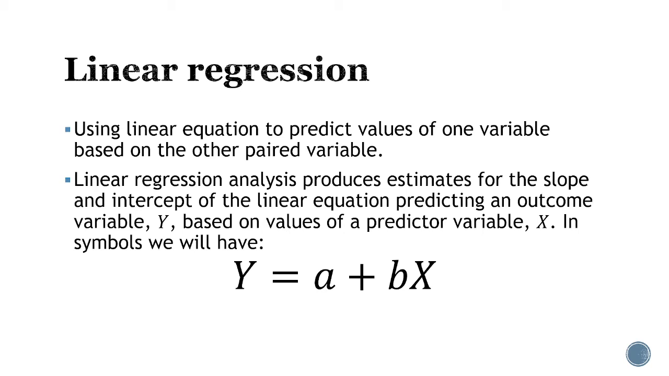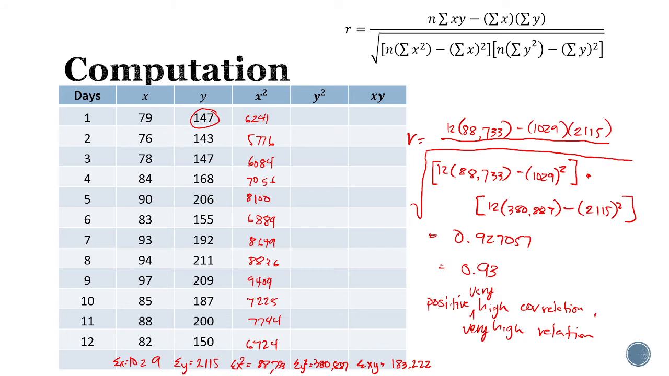So by linear regression, ito ay isang type ng tinatawag nating regression analysis. And by using linear regression, we will be able to predict the values of one variable based on the other paired variable. Ibig sabihin, halimbawa, kung babalikan natin yung data natin kanina, meron tayong x and y values. So, halimbawa, ano kaya ang magiging sales kapag 100 degrees Fahrenheit yung temperature?